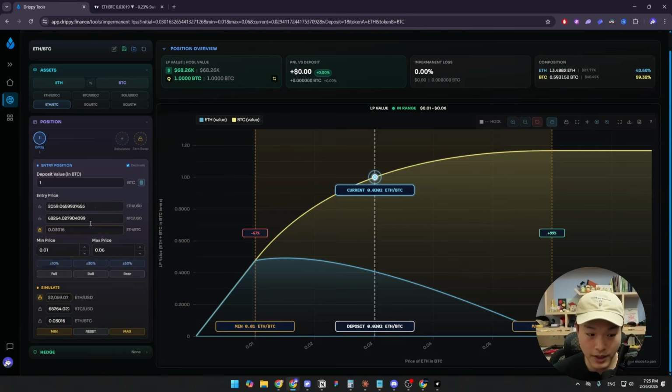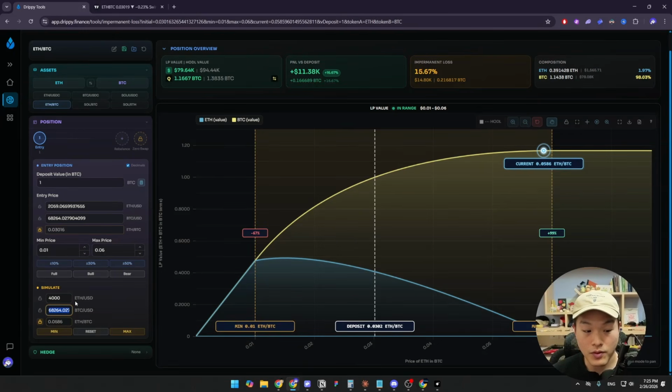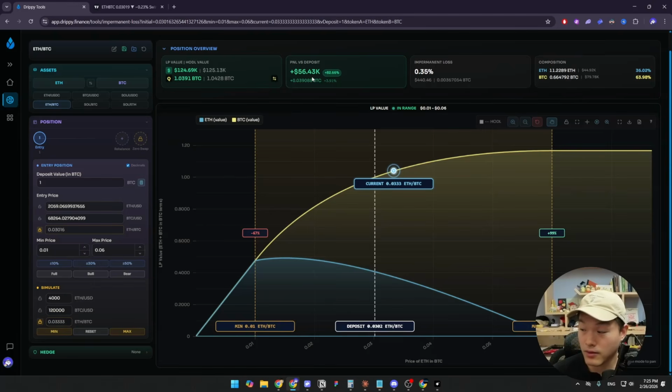So once I key that in, I could actually simulate, okay, if ETH goes to $4,000 and Bitcoin goes to 120K, what is the ETH BTC price? It would be 0.03333. So that is the actual BTC price. And I am going to be able to see my US dollar profit and loss, right? This is a scenario where I might care more about US dollar profit and loss.